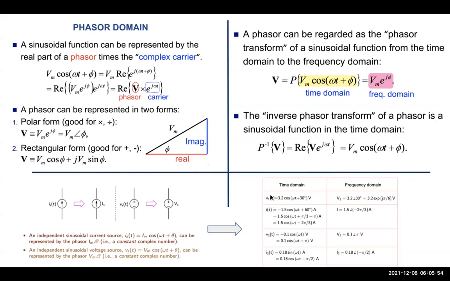For instance, if you look at the examples, a voltage signal 3.2 cosine(omega t plus 30 degrees) can be written in phasor or frequency domain as 3.2 with the angle 30 degrees. 30 degrees can also be written as pi over 6, since pi corresponds to 180 degrees. If you look at a current signal, 0.18 sine omega t, we rewrite this in terms of cosine, so it becomes cosine(omega t minus pi over 2). Now the amplitude 0.18 and the phase minus pi over 2 are the representation of your phasor signal.